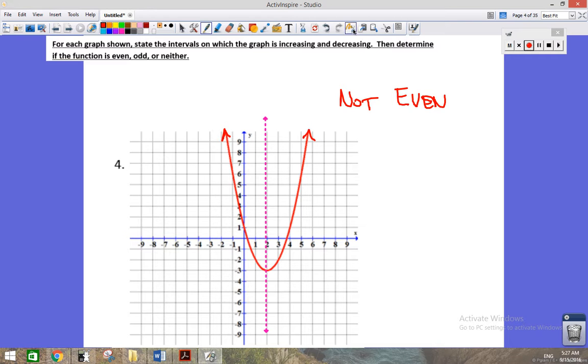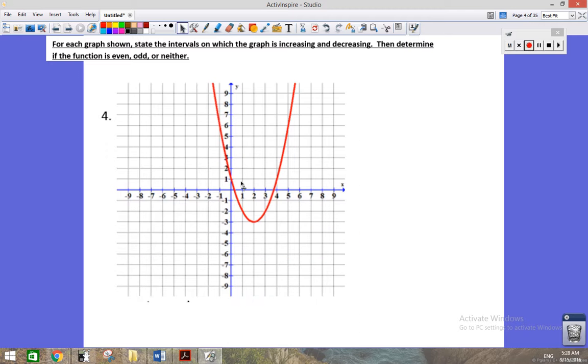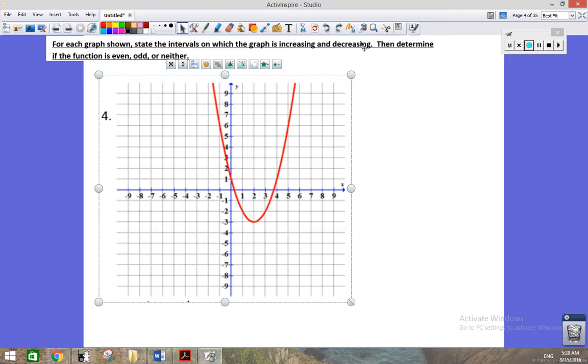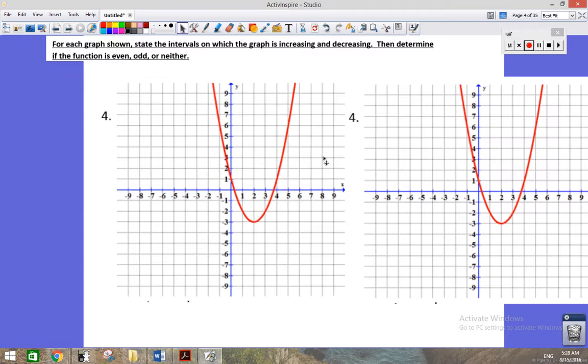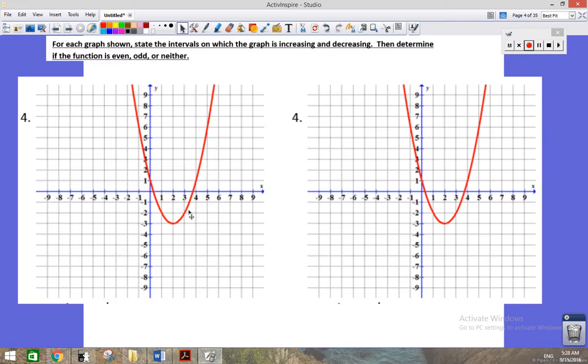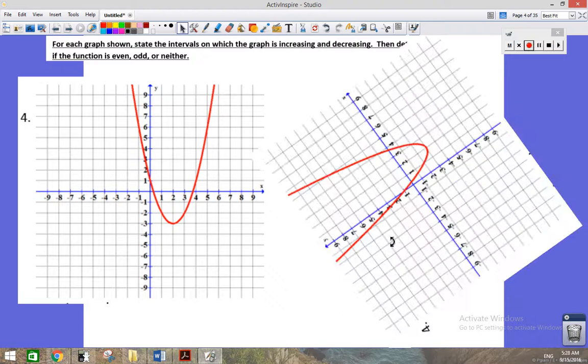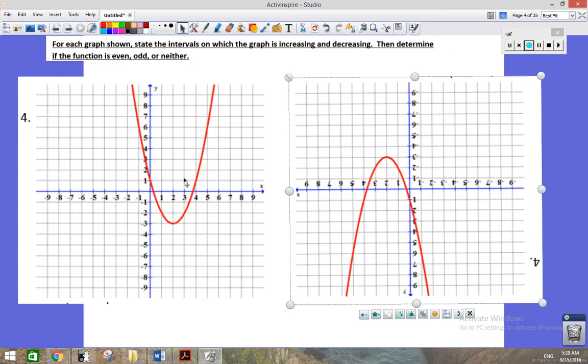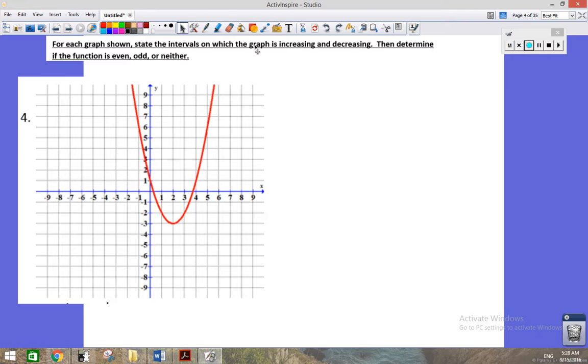And I can easily see that this is not an odd function, because remember, odd functions have symmetry with respect to the origin, a rotational symmetry. And if you put your pencil on the origin and you spin the graph about that point, so if I put my pencil right there at 0, 0, and I spin the graph 180 degrees, do I get the same graph? Well, not even close, because this parabola opens upward and this one opens downward. They're not the same. So it's easy to see that it's not odd either.